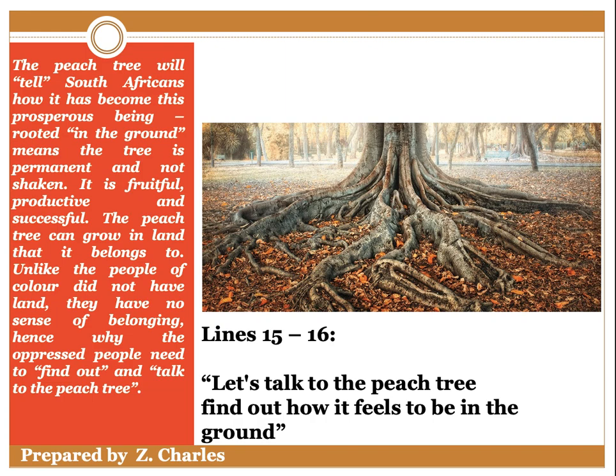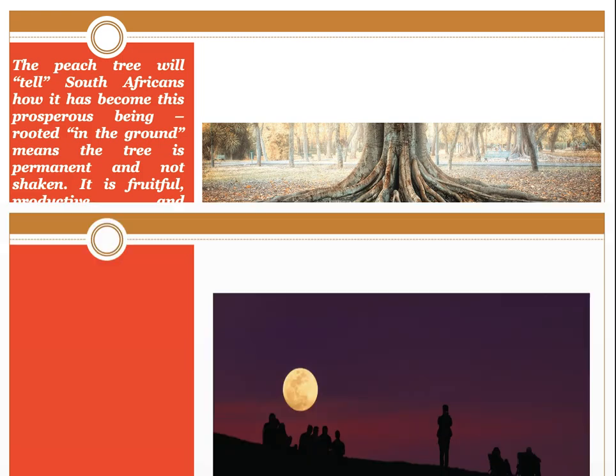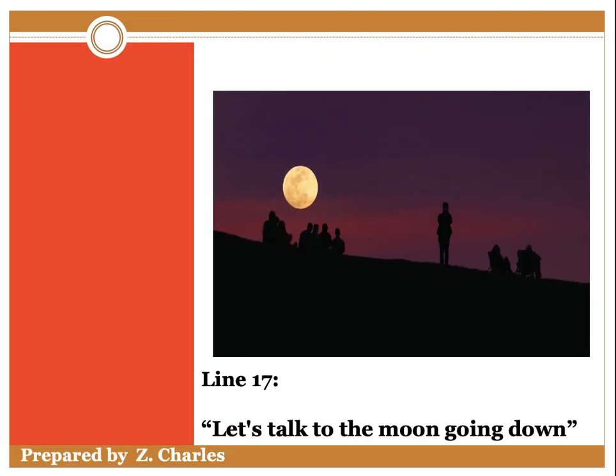Remember, present tense. Hence why oppressed people need to find out and talk to the peach tree. What is the peach tree's secrets? How can they also be fixed? And how can they thrive? And how can they bear fruits? Let's talk to the moon going down.